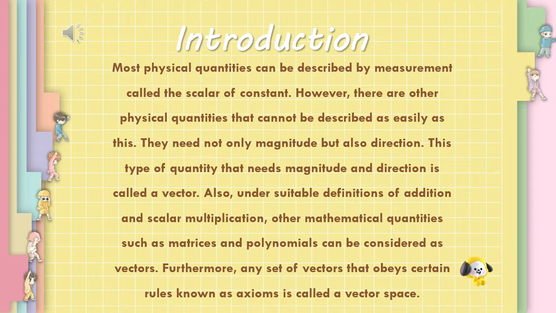Introduction. Most physical quantities can be described by measurement called the scalar or constant. However, there are other physical quantities that cannot be described as easily as this. They need not only magnitude but also direction. This type of quantity that needs magnitude and direction is called a vector. Also, under suitable definitions of addition and scalar multiplication, other mathematical quantities such as matrices and polynomials can be considered as vectors. Furthermore, any set of vectors that obey certain rules known as axioms is called a vector space.